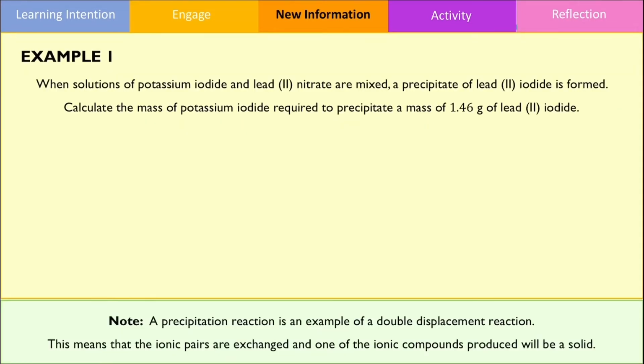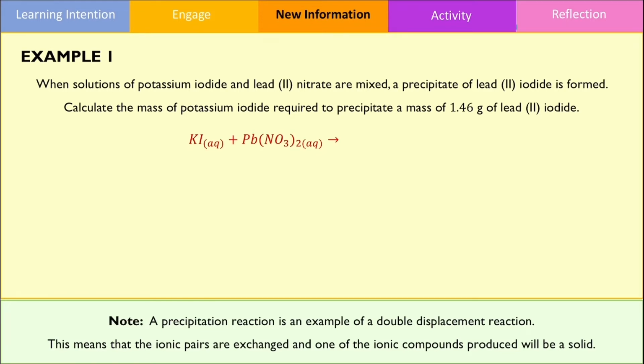In example 1, we've got a solution of potassium iodide mixed with lead 2 nitrate to produce the precipitate lead 2 iodide. The question wants us to find out what is the mass of potassium iodide required to produce this precipitate. To begin any stoichiometric problems, I need to have a balanced chemical equation to refer to. In this example, I don't have one, so the first task is for us to write down a chemical equation and work out what the products are going to be.